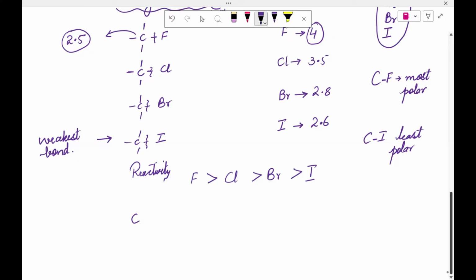After that, let's see some of the structures and how to name them. So this is chloro, this is hydrogen, hydrogen, hydrogen. How are we going to name them? It would be chloromethane.